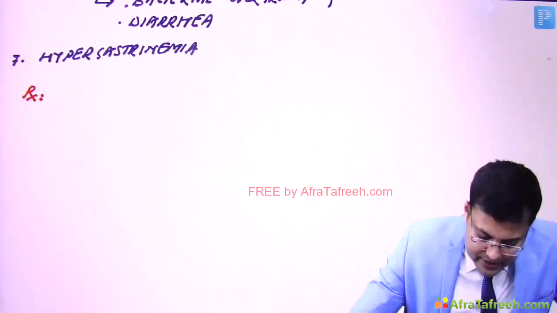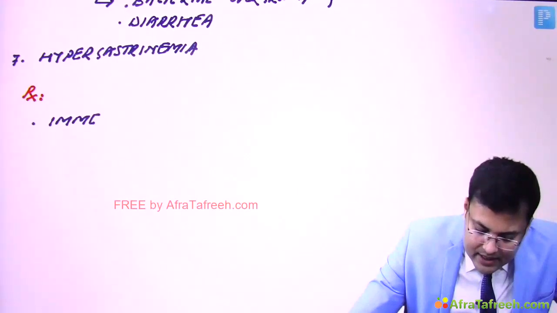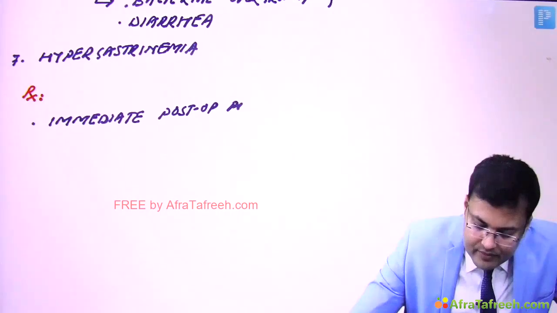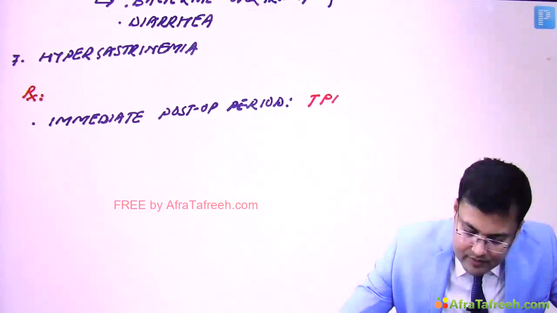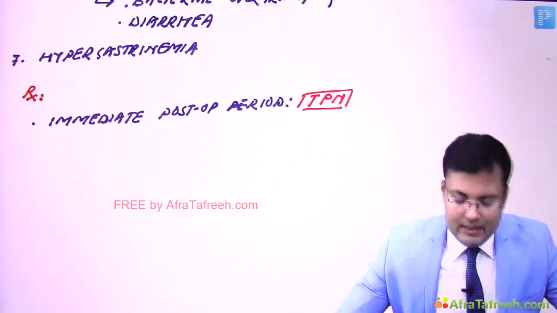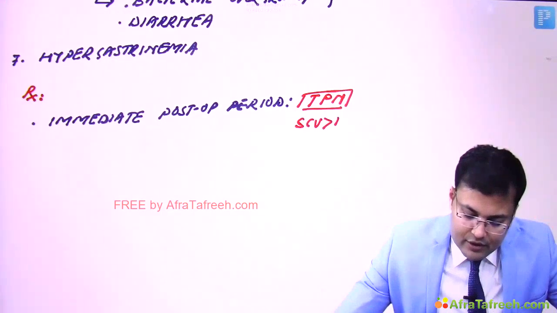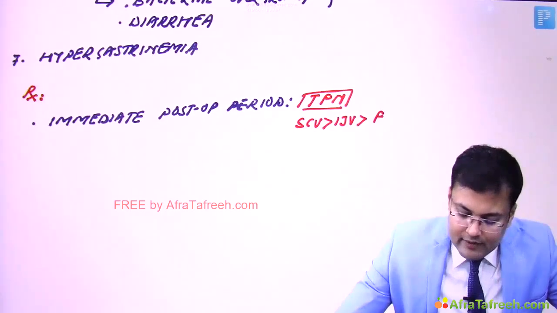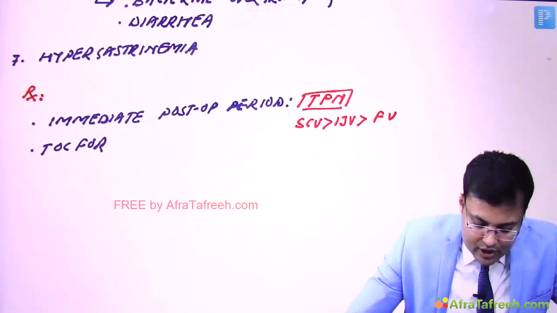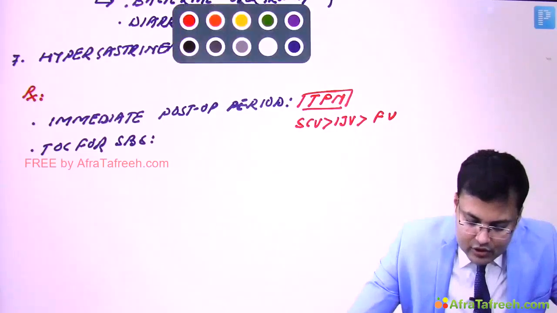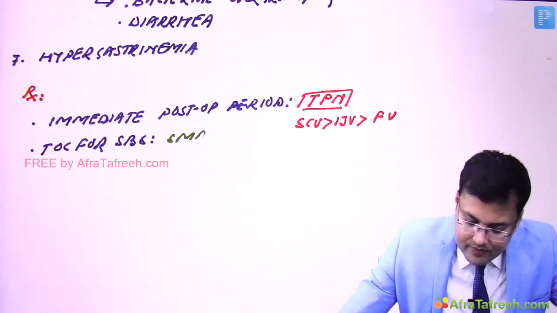In the immediate post-operative period, we go for total parenteral nutrition, and it is given in which vein? Most preferred vein is subclavian vein, followed by internal jugular vein, followed by femoral vein. By the way, what's the treatment of choice for short bowel syndrome? It's the small bowel transplantation.